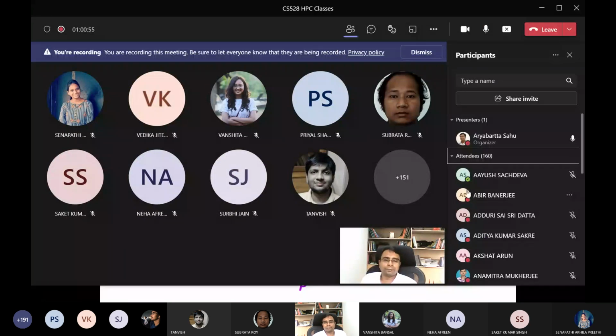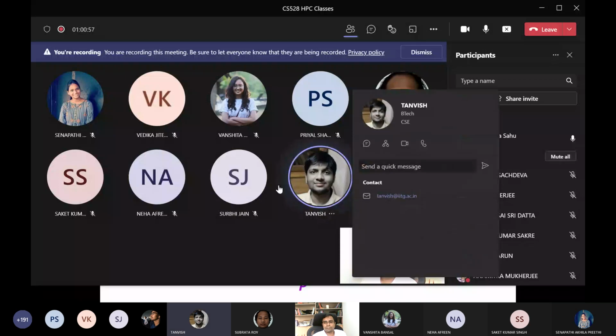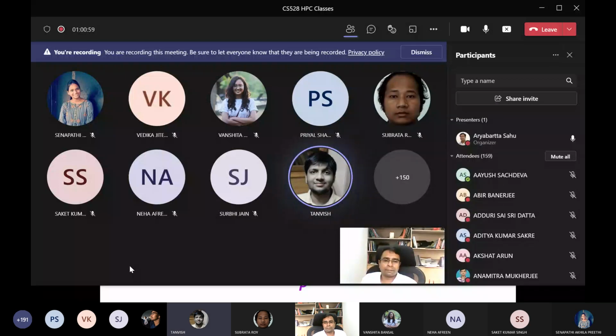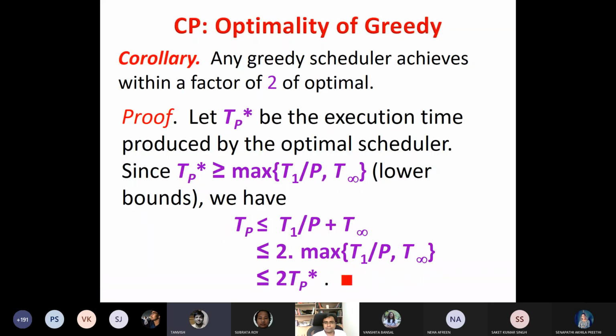Hello? Yeah, Tanvish, please tell. Sir, when we are doing all these heuristic algorithms, would these be applicable only if all the processor execution times are the same?